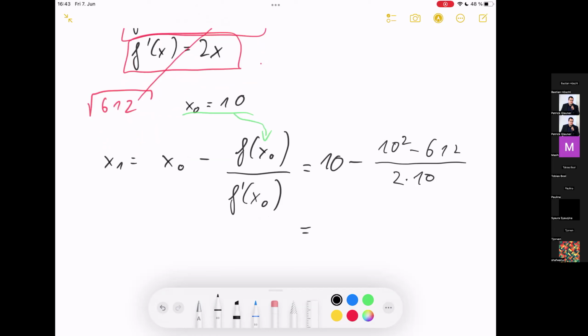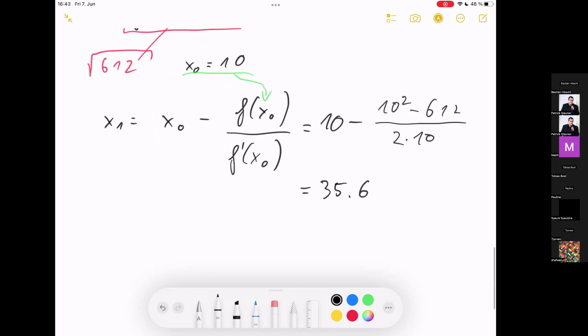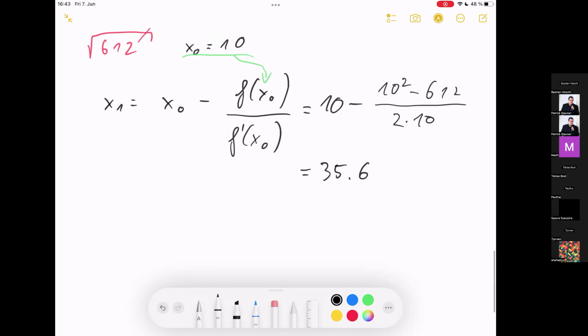If you use a calculator, you will get a value that is 35.6. It's obviously not the solution. And we can continue this now in order to calculate x2. And x2 will be x1 minus f of x1 divided by f prime of x1. And now we can plug this in. So x1 is this value here.